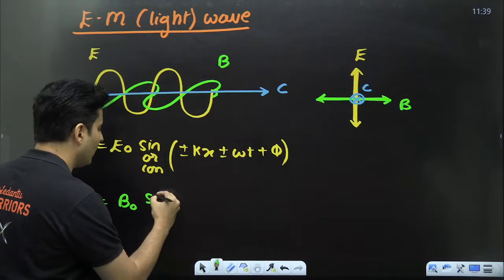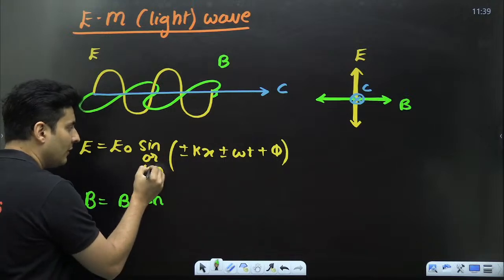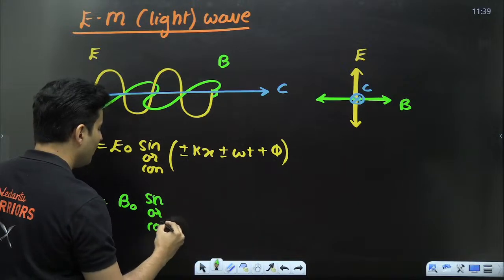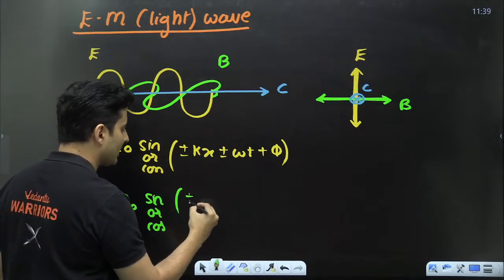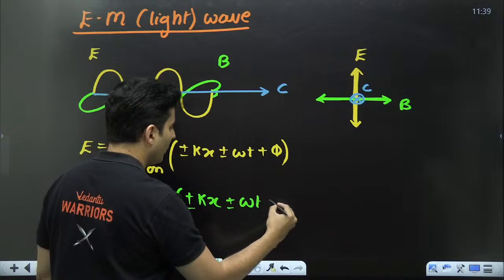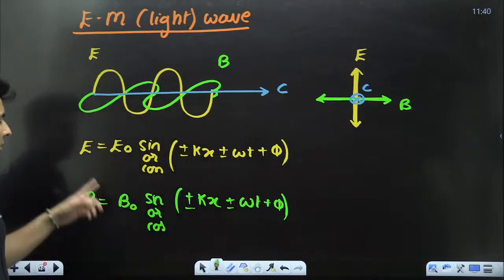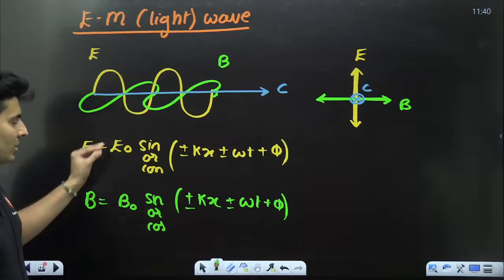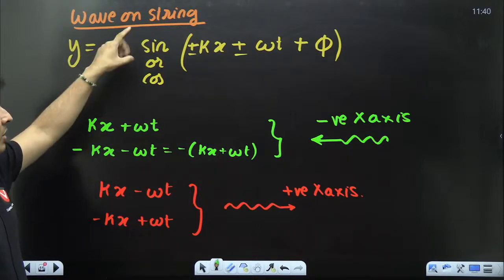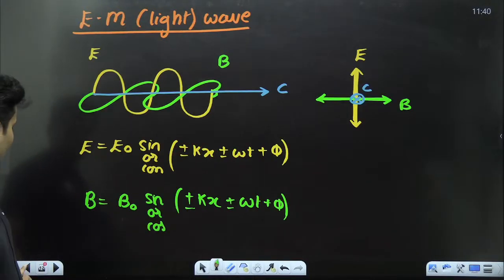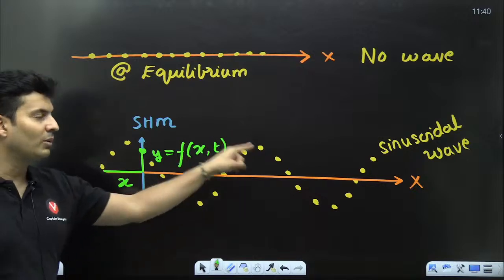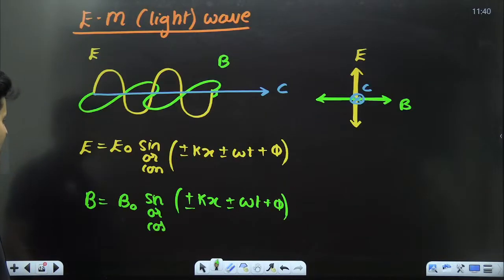So this is nothing but B naught sine. If you use sine here, use sine. If you use cos, don't use cos here and use sine over here. That will not be correct. If you use plus kx, use plus kx. If you use minus kx, use minus kx. And same thing with plus minus over here, omega t plus phi. What are E naught and B naught? Those are nothing but your electric and magnetic field amplitudes, just like you had amplitude for the wave on a string. So basically the wave on a string, I just showed it to you over here. Yeah, this was like a wave on a string, right? Great. Moving ahead.